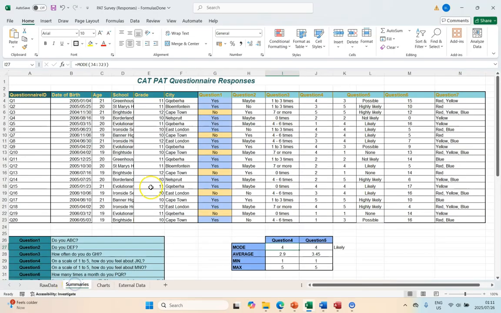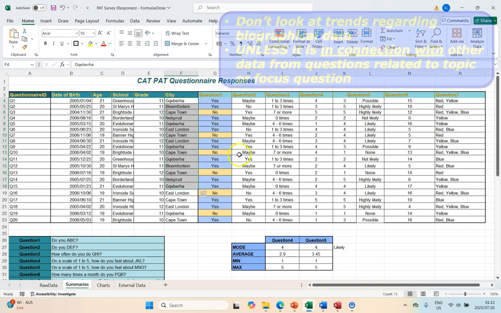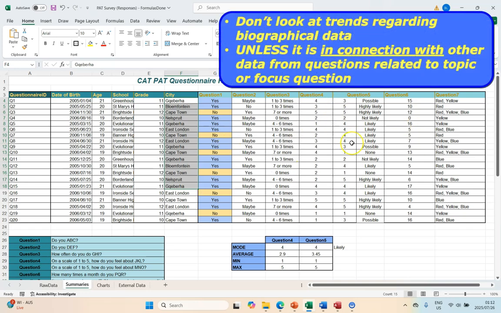Just a reminder, you can't really do charts on biographical data by itself. If you said how many people are from the different cities, that's not really useful. That just happens to be the people that you asked questions. That's not asking anything related to your focus question. The average age of people or the ages of the people in groups doesn't affect anything. You want to look at the data of the questions that you were asking about the focus question. If you have to refer to the biographical data, it must be in connection with these questions.